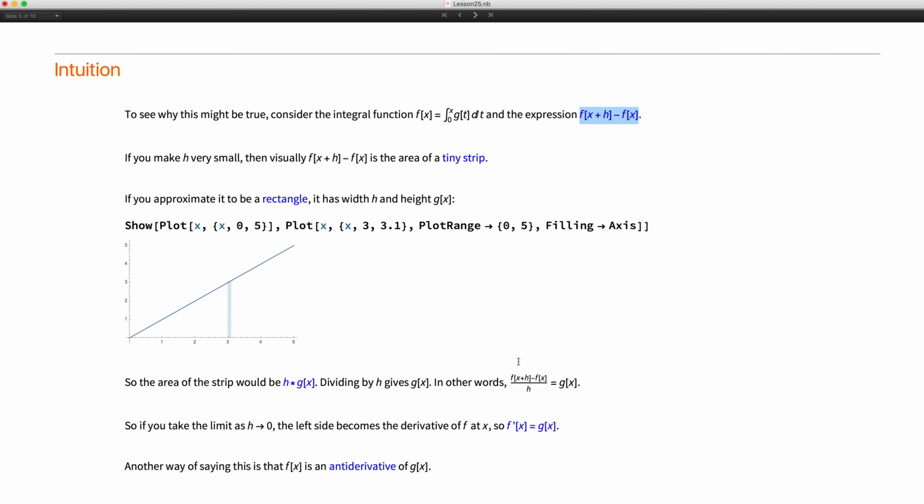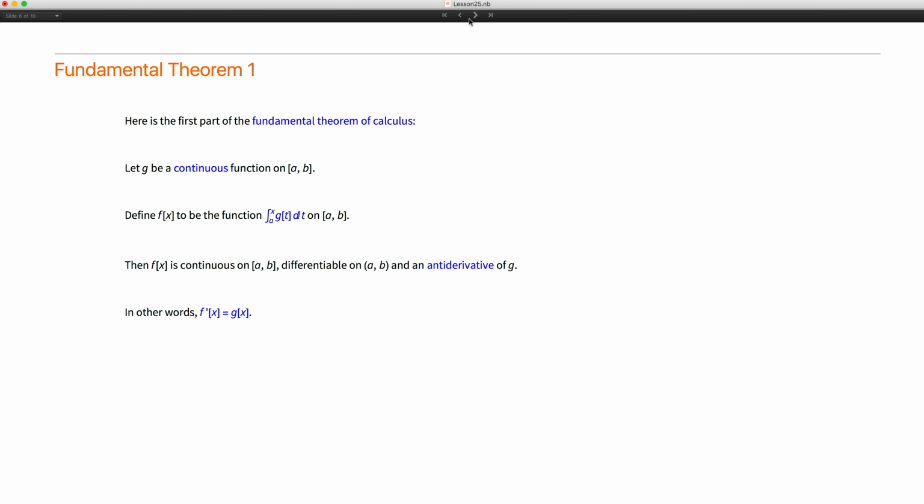but then that is f of x plus h minus f of x. So if you divide, then you get back this relation over here, but as h goes to 0, that says that f prime of x is equal to g of x. In other words, f of x is an antiderivative of g of x. And it is this remarkable fact which is summarized in the fundamental theorem of calculus.